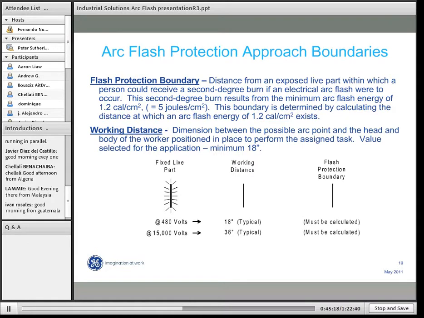And then there is the working distance, which is the distance at which we calculate what type of PPE you need to wear based on the voltage and how far away you might be from the energized part to do some work. Okay, that is, at higher voltages, you're probably going to be using a hot stick, whereas at lower voltages, 18 inches is considered to be the length of somebody's arm.